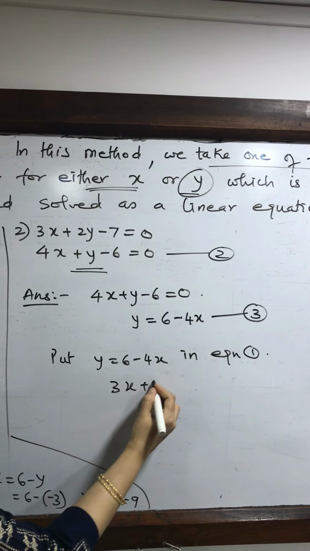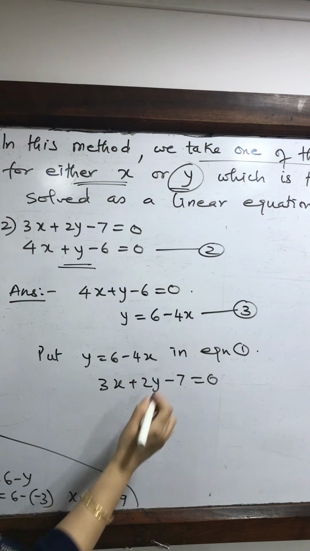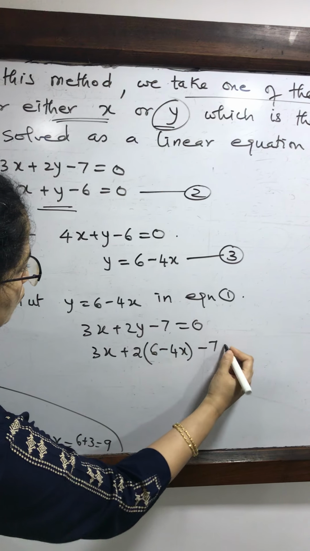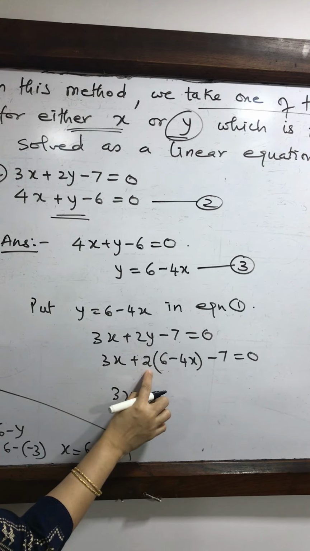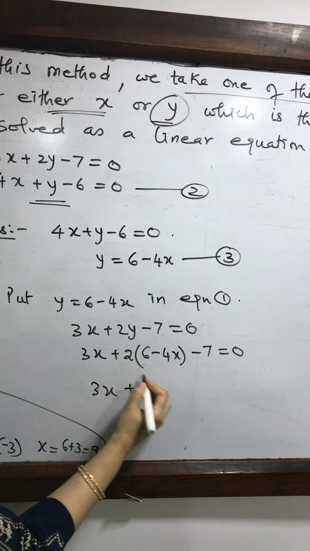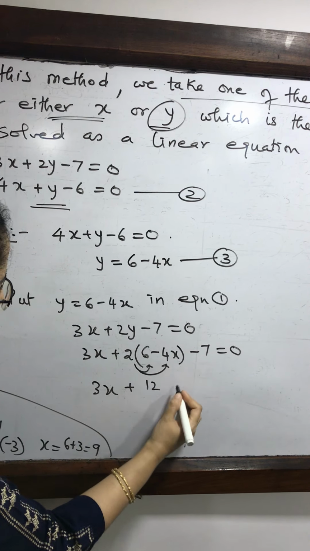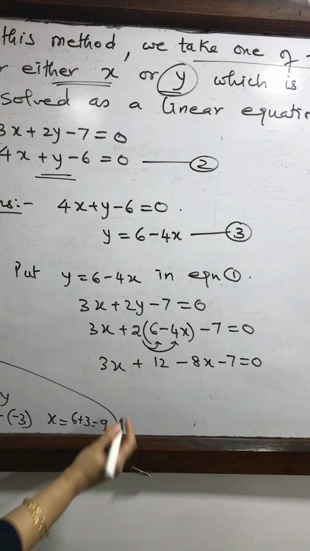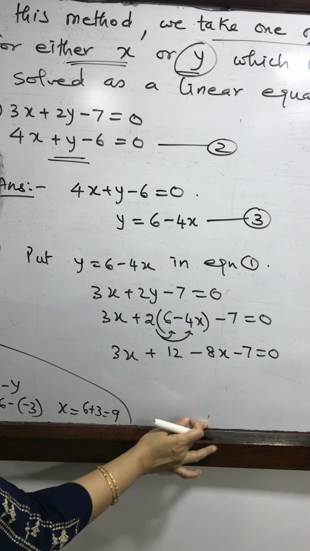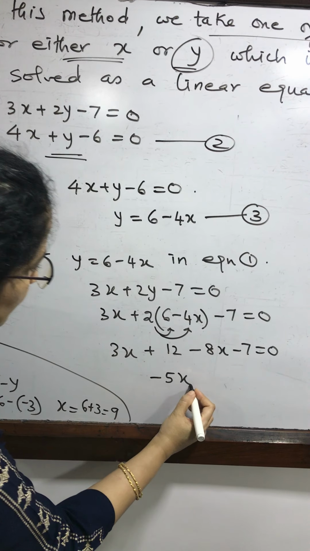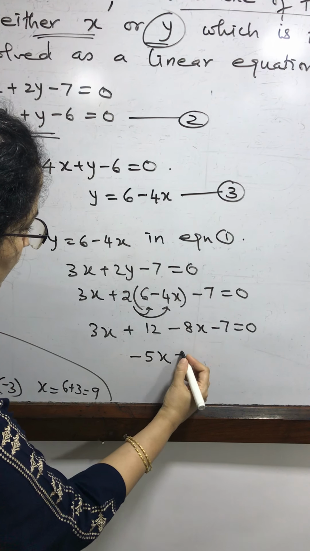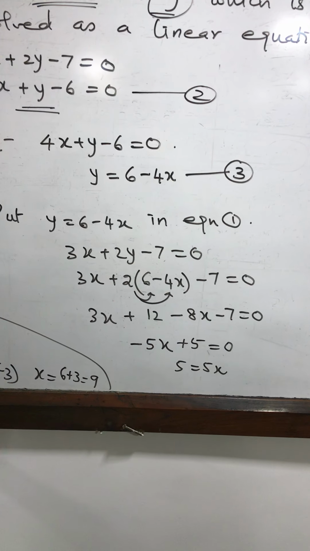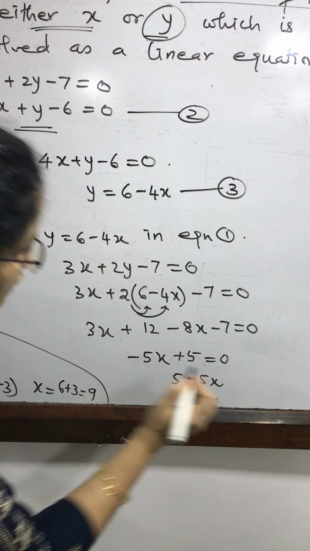So this is 3x plus 2y minus 7 equal to 0. In place of y, we will put 6 minus 4x. I now multiply 2 with 6. So that will be 12. And I multiply 2 with minus 4. So that's minus 8. I add these terms having x variable. So that will be minus 5x. 12 minus 7 is plus 5. And 5 equal to 5x. So x value is 1.